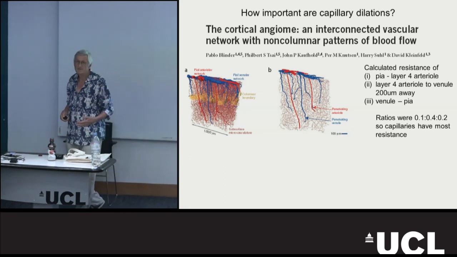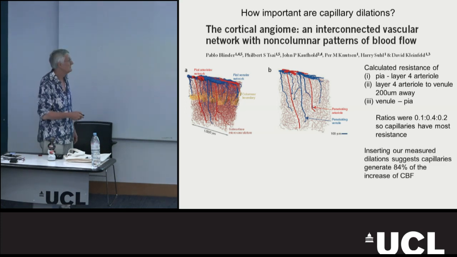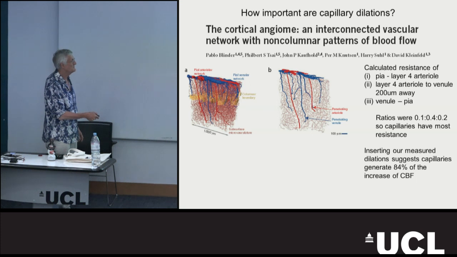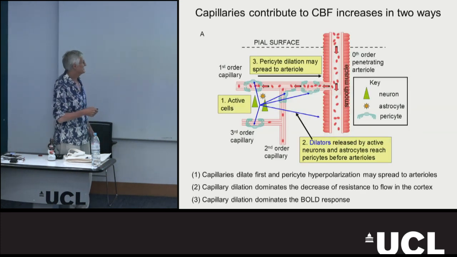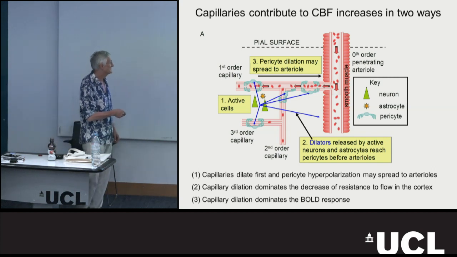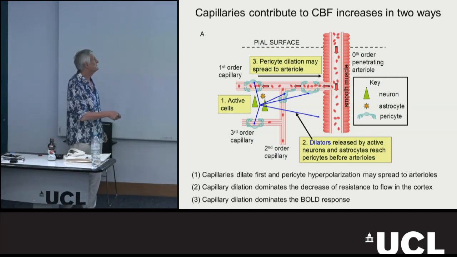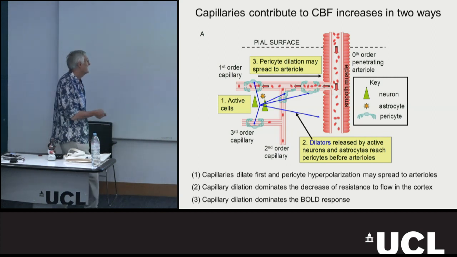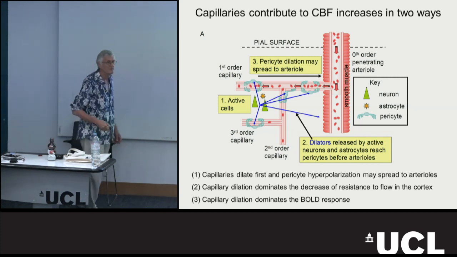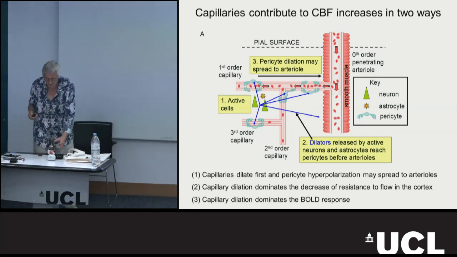So in principle, that means it's possible that capillaries control 80% of the blood flow, and if you plug our numbers in, you get slightly more than that. So what this means is that in physiology, capillaries dilate first, and this pericyte hyperpolarization may spread back to arterioles. The capillary dilation dominates the decrease of resistance to flow in the cortex, and hence capillary dilation will also dominate not just energy supply, but also the BOLD response in functional imaging experiments.